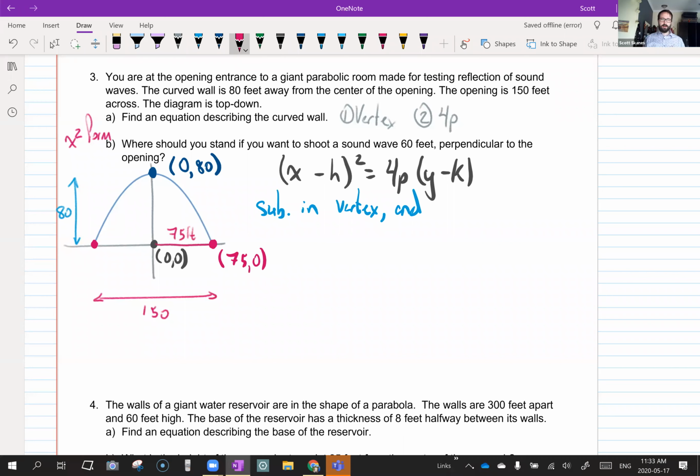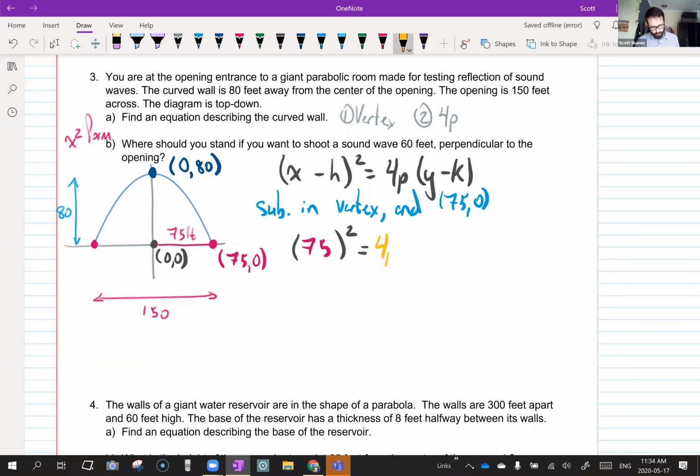Okay, so for parabolas, often you'll have the width given, and just take half of it to be able to get a point on the parabola. So I'm going to sub in the vertex and the point 75 and 0. So let's go ahead and do that. X, what is it? It's 75. Minus h, that's the 0. So minus 0, I can just leave it like that.